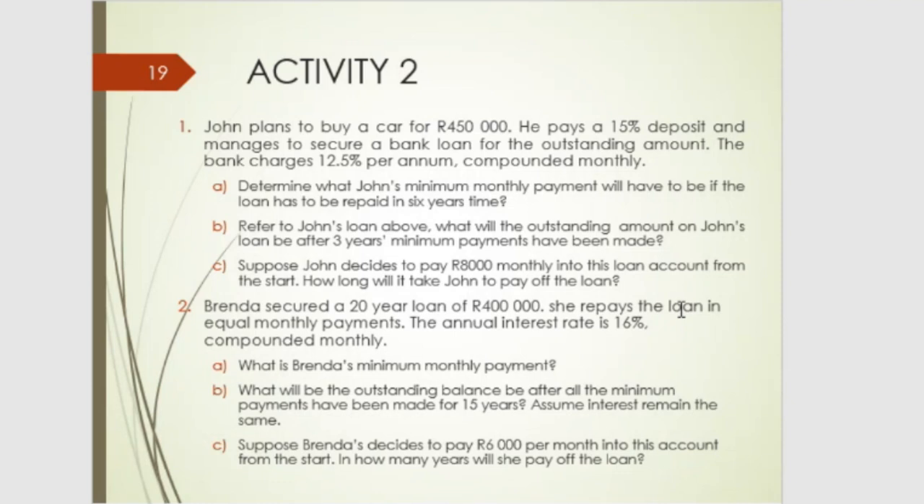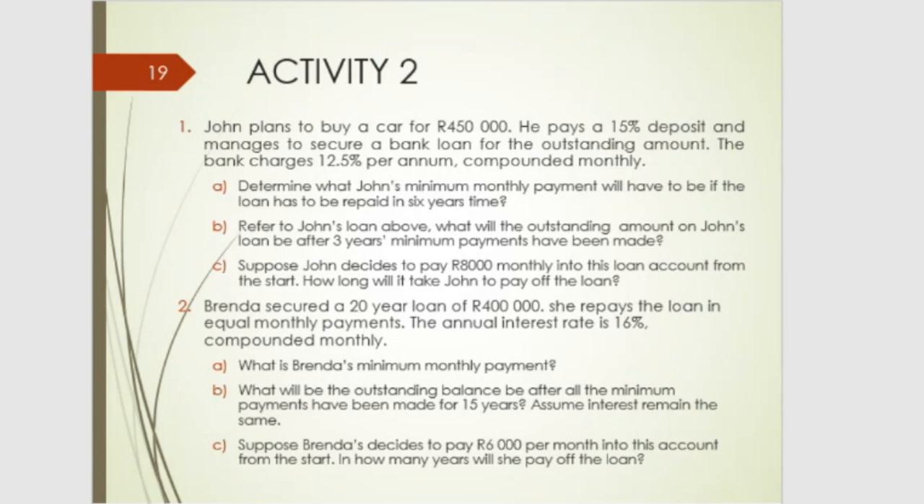The second one, refer to John's loan above. What will be the outstanding amount on John's loan after 3 years of minimum payments have been made? The third one, suppose John decides to pay 8,000 monthly into this loan account from the start. How long will it take John to pay off the loan?